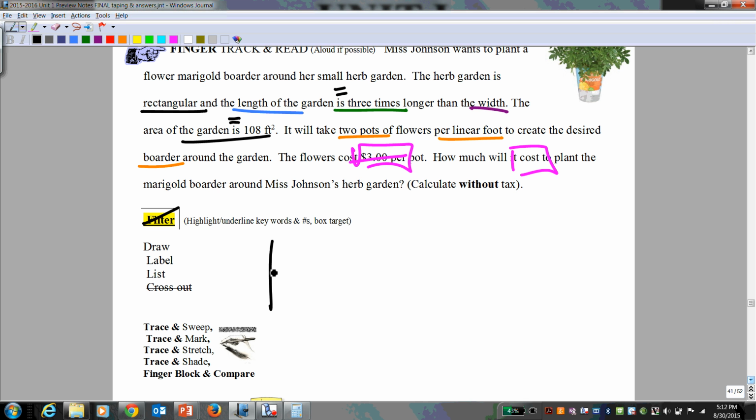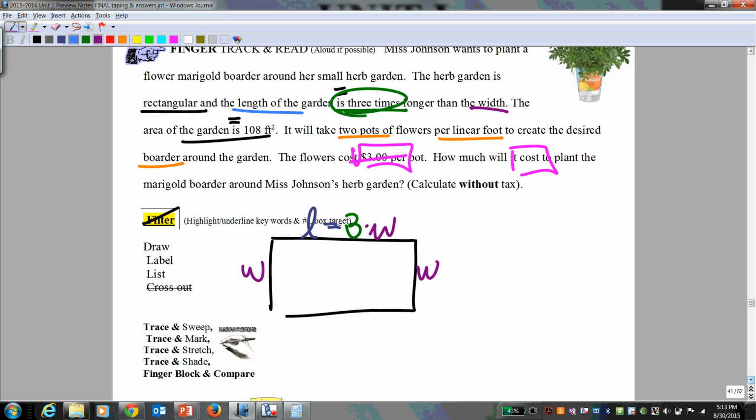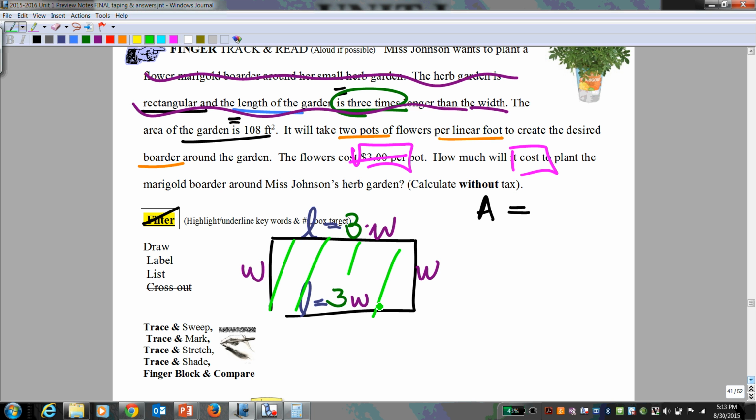We have ourselves a rectangular herb garden. The length is 3 times longer than the width. So that's 3 times the width. So there's our width, and our length is 3 times the width. Okay, took care of that. It's rectangular, 3 times, yada, yada. What else do we know? The area, the actual area. So I'm going to just shade that so I recognize it's area. The actual area of the garden is 108 feet squared.